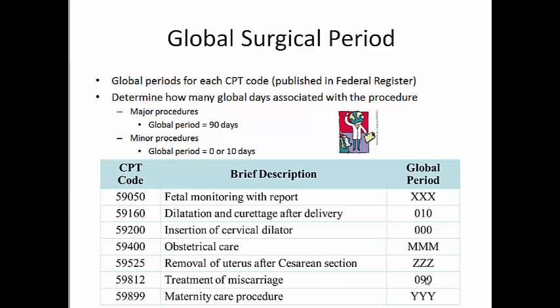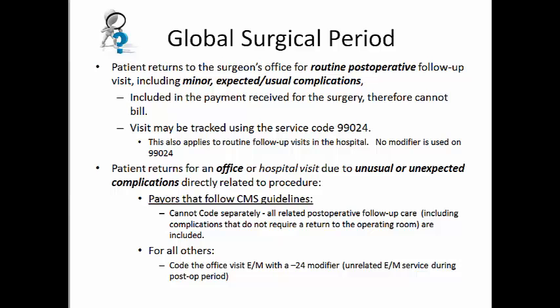Treatment of miscarriage has a 90-day global period, and YYY, that is, the global period is established by each Medicare administrator contractor, so it's going to be those unlisted procedure codes. So you would have to check with your MAC to find out what that global period is for that procedure code, or those unlisted procedure codes. Now I'm going to go through some examples of these global surgical periods in these next couple slides.